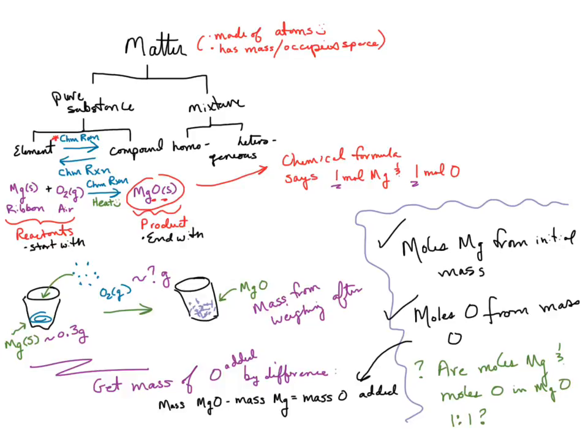This here in green is your last little box that you're going to fill in. Do you have a 1 mole to 1 mole? Do you have the same moles of magnesium that you started with as the moles of oxygen that were added? So that's what we're after. We're verifying the formula of magnesium oxide, basically. Okay. All right.